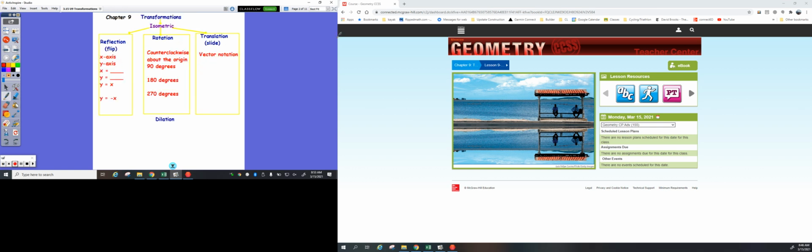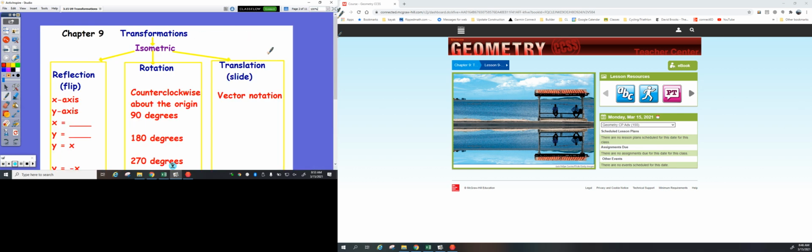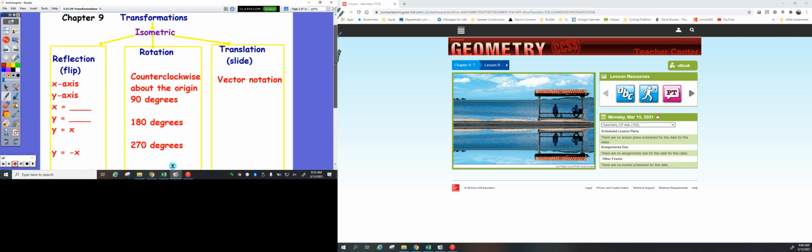So when we do transformations, there's this word called isometric. And isometric means that it's going to stay the same shape and size. Okay? So when you do your different transformations, whether it's a reflection, rotation, or translation, that picture, that image should look the same after you apply the transformation to it. So if your picture doesn't look the same as it was before, you did it wrong.